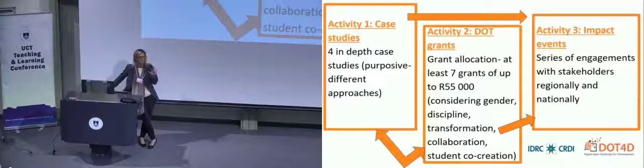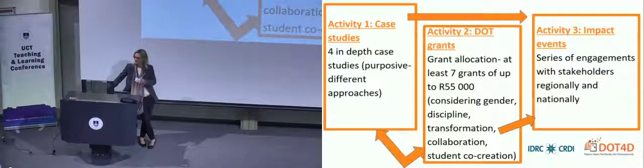So just in summary, we have 3 main activities. The first one is research-based, in-depth case studies of very different models of creating open textbooks. Then we will be having grants for UCT academics to create digital open textbooks. You may already have materials that you would like to adapt, or you have a textbook in mind that's an open resource that you would like to adapt. These grants will be advertised shortly. I'll talk about that in a minute.